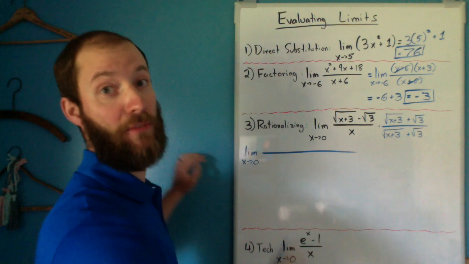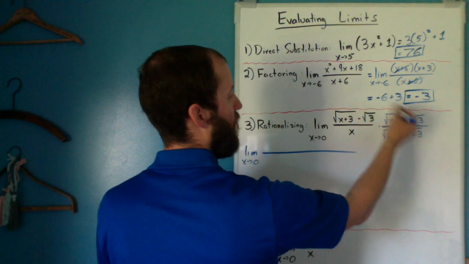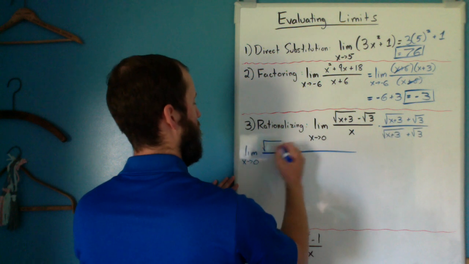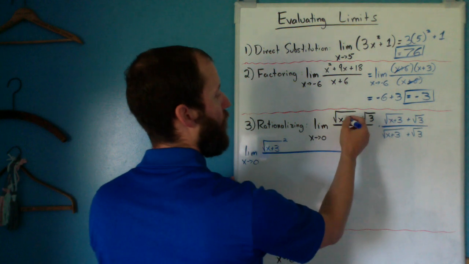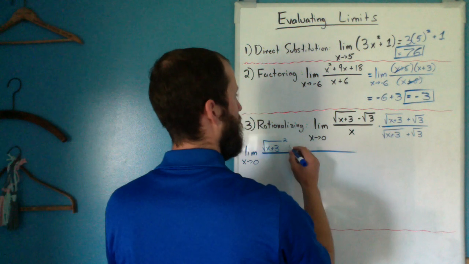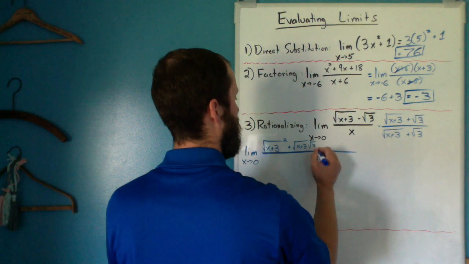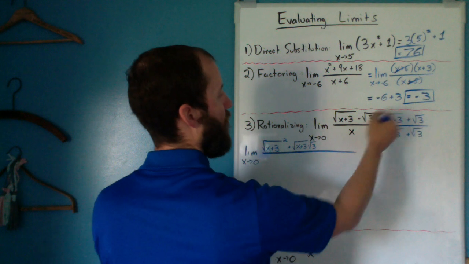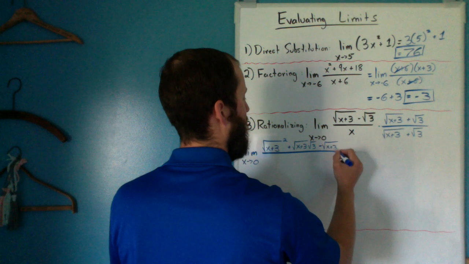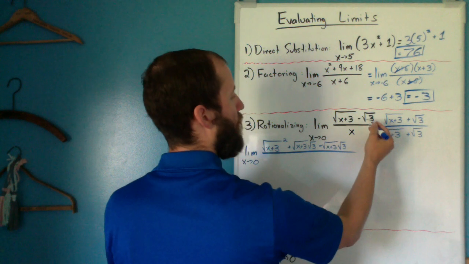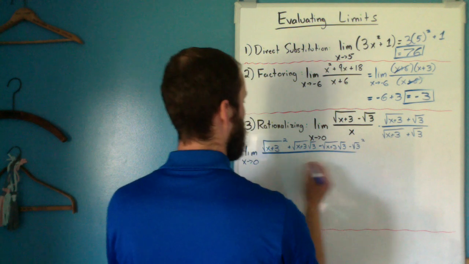Going to make a real big fraction bar here because we're going to FOIL the top and bottom together. So root x plus 3 times root x plus 3, that is root x plus 3 squared. Root x plus 3 times a positive root 3, that is plus root x plus 3 root 3. Negative root 3 times root x plus 3, that is minus root x plus 3 root 3, and then negative root 3 times a positive root 3, that is negative root 3 squared.